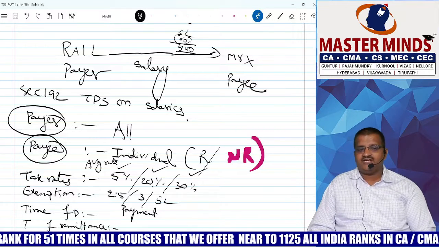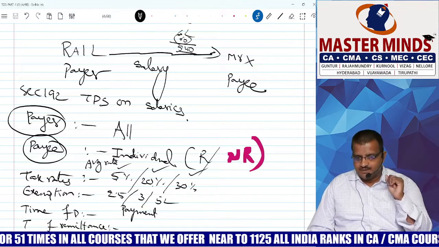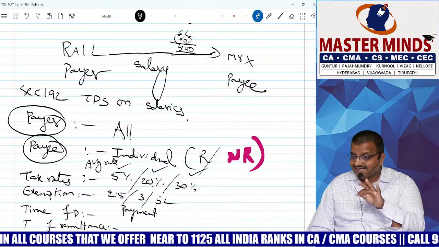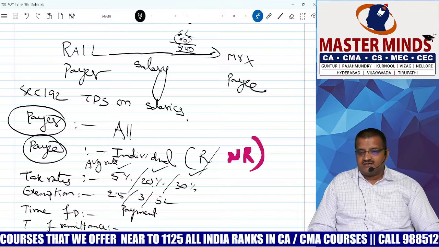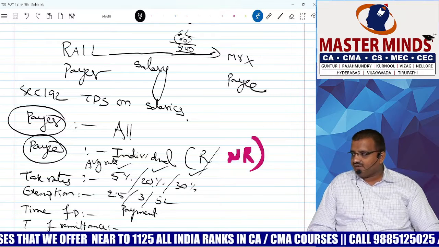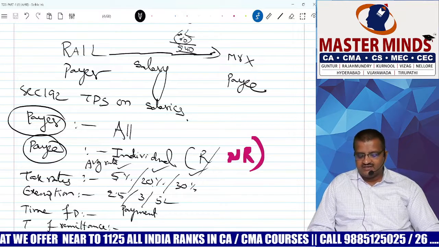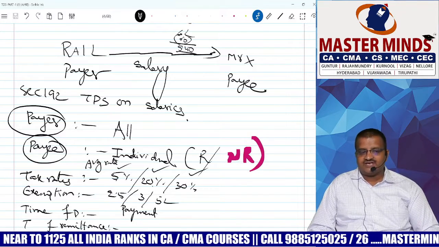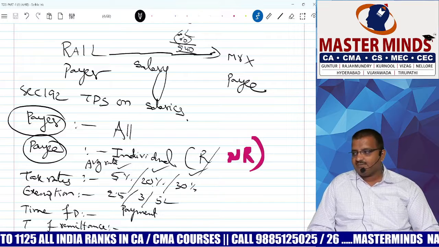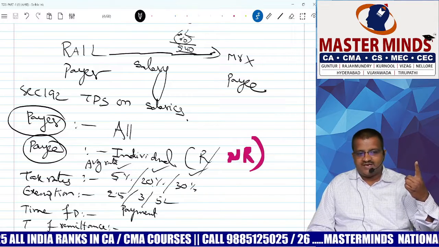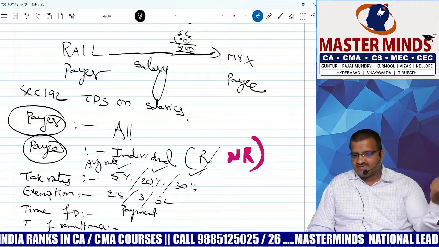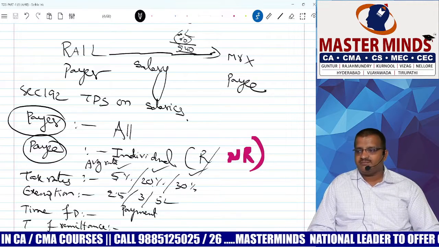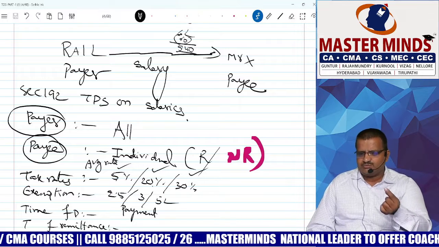Tell me, Section 192, TDS on payment of salary. Payer: all assessees. Payee: individual, being resident or non-resident. Tax rate: average rate of 5, 20, 30. Exemption limit: 2.5, 3, 5 lakh. Time of deduction: payment basis. Time of remittance: government on the same day, non-government on or before 7th of the next month. TDS certificate: Form number 16. One more point.